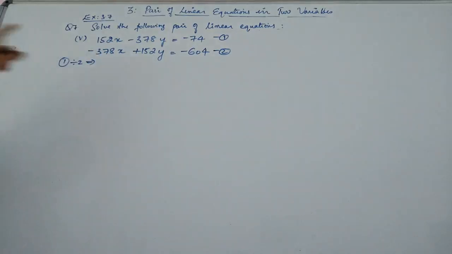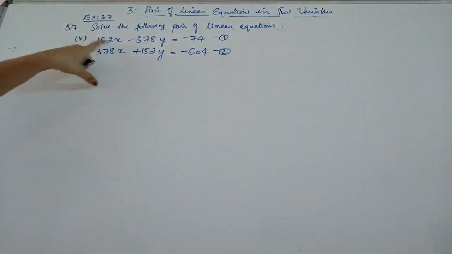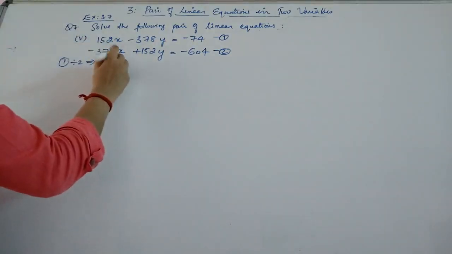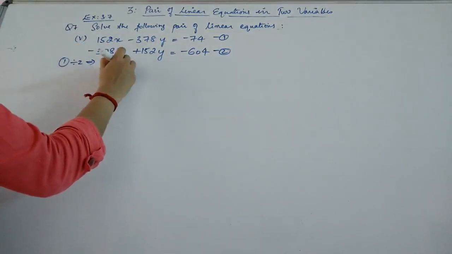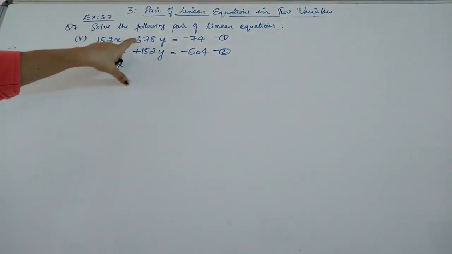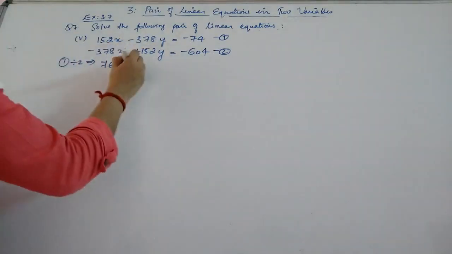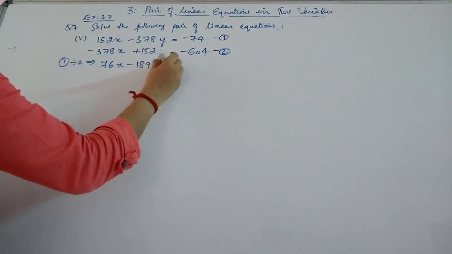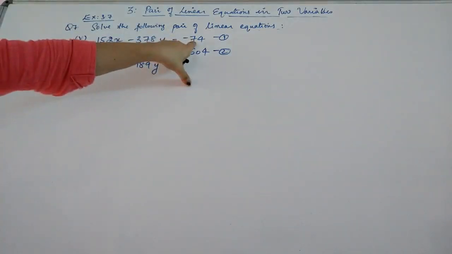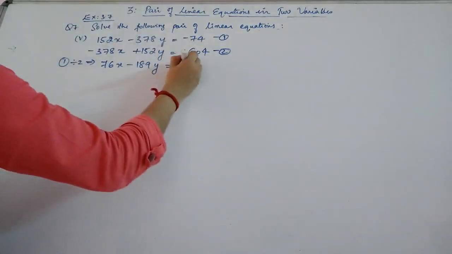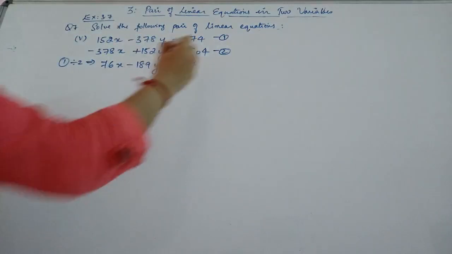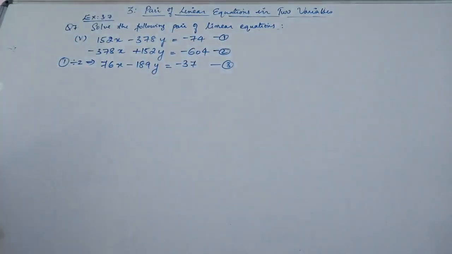in the form 152 divided by 2 will give you 76x minus 378 divided by 2 will give you 189y is equal to minus 74 divided by 2 will give you minus 37. So now this is your new equation.